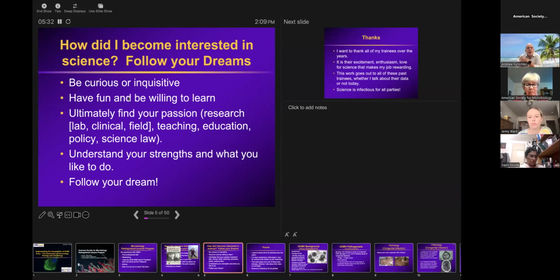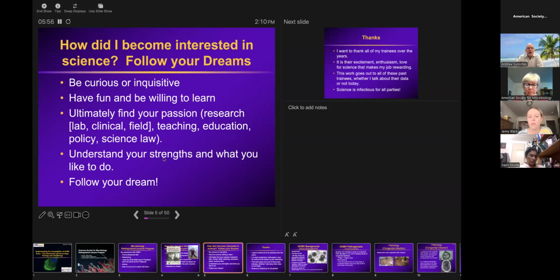And I think ultimately, if you do that, you'll find your passion, whether that passion is research, and there are different types from lab, clinical, field, teaching, education, policy, science, law, et cetera. All these are things you can do with a PhD. And as I'll mention on the next slide, I have trainees who've gone into almost every single one of those.